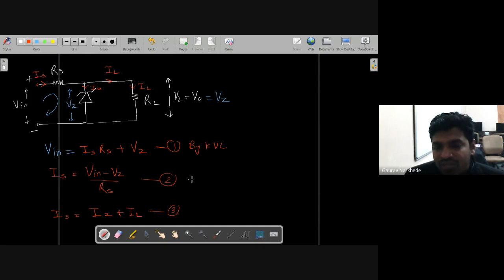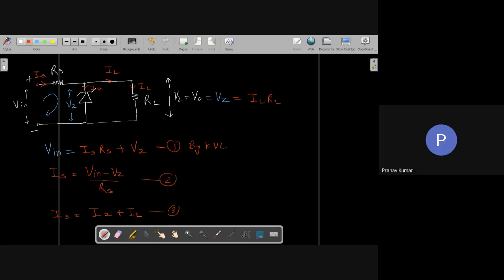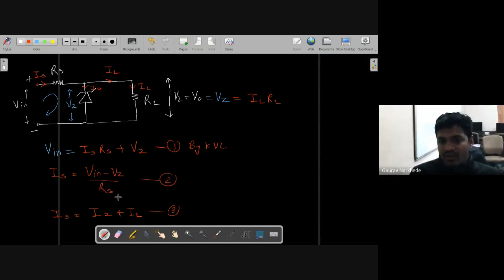And one more equation, very simple equation, I can say that what is VZ? Can I say VZ is nothing but IL into RL, correct? Yes, sir. Okay. So these are the basic equations which we have seen. Now, what is our job?